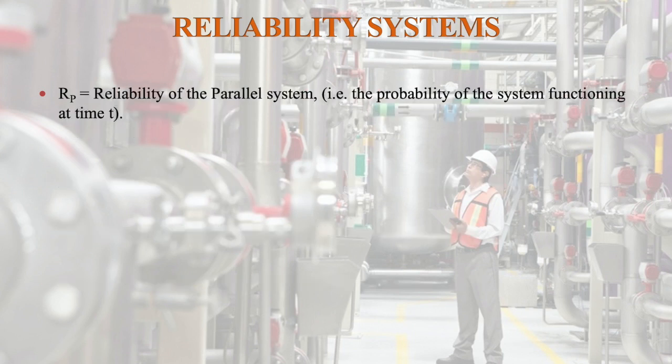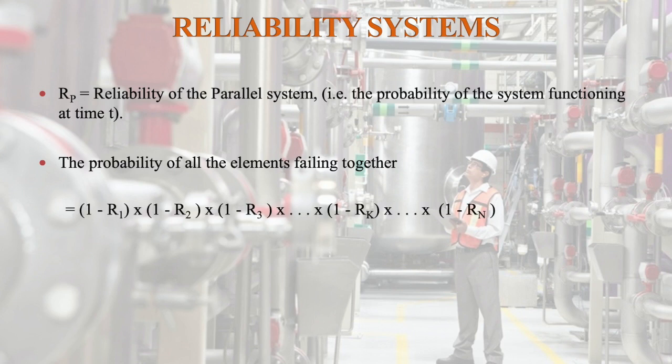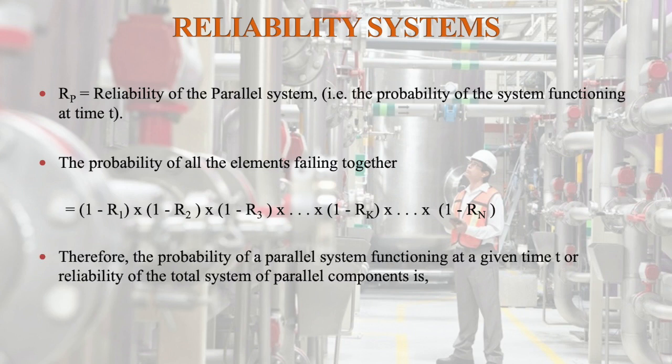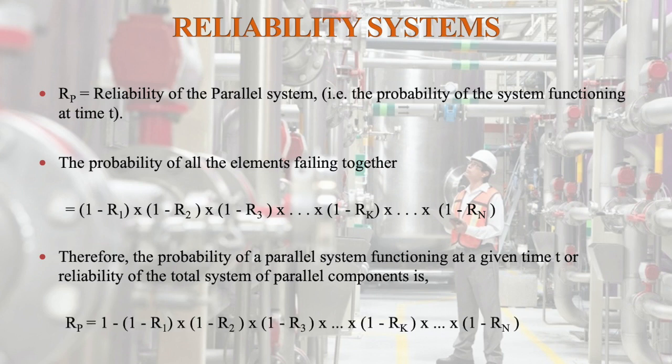Rp is the reliability of the parallel system, that is the probability of the system functioning at time t, one minus the probability of all the elements failing together, that is 1 minus (1 minus R1) into (1 minus R2) into (1 minus R3) up to (1 minus Rn). Therefore, the probability of a parallel system functioning at a given time t, or reliability of the total system of parallel components, is Rp, that is equal to 1 minus (1 minus R1) into (1 minus R2) into (1 minus R3) up to (1 minus Rn).